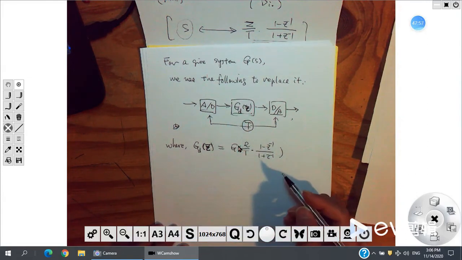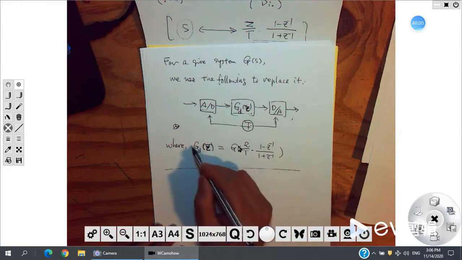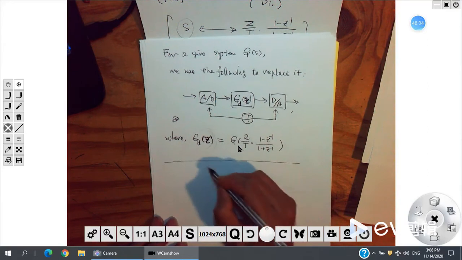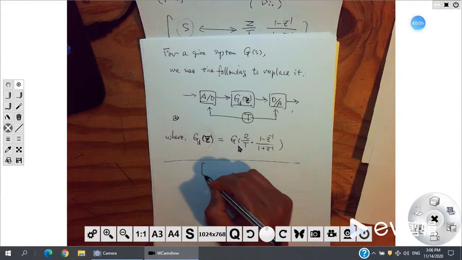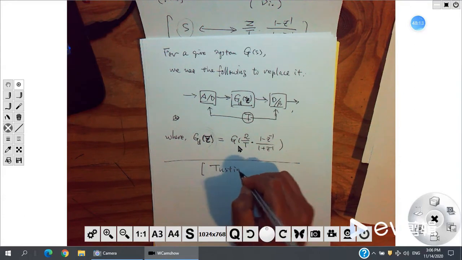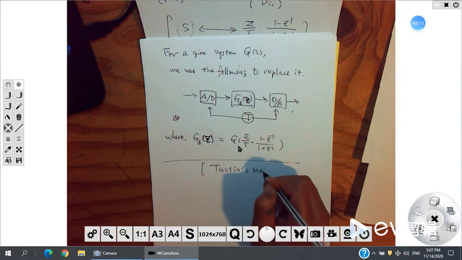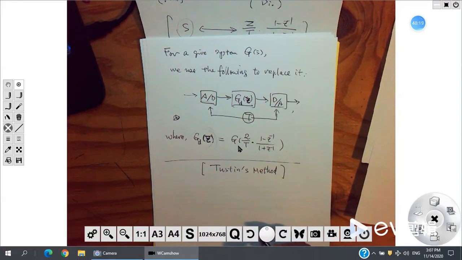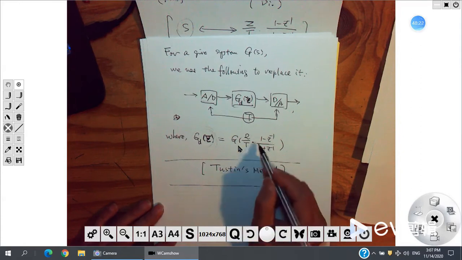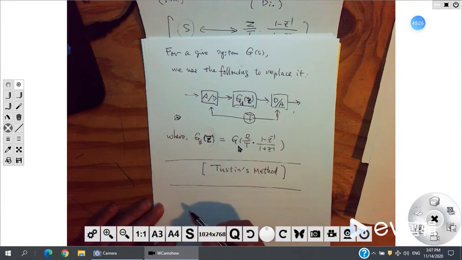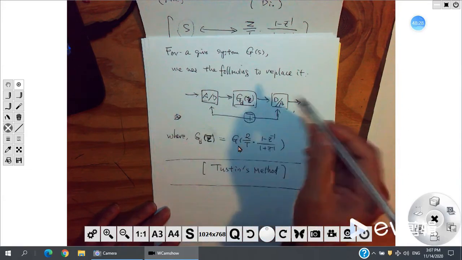Okay, so we can define the digital controller. This is a digital controller, right? And we have a name for this method. It is the Tustin method. So we can just replace all the s by this one. Then we have the digital one. All right.